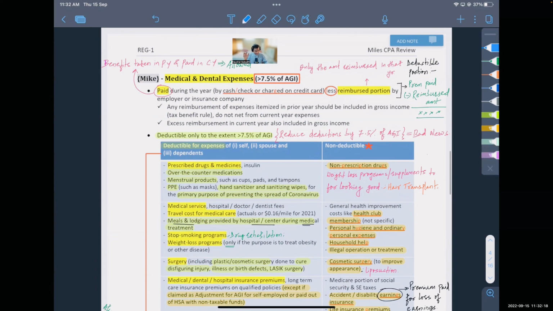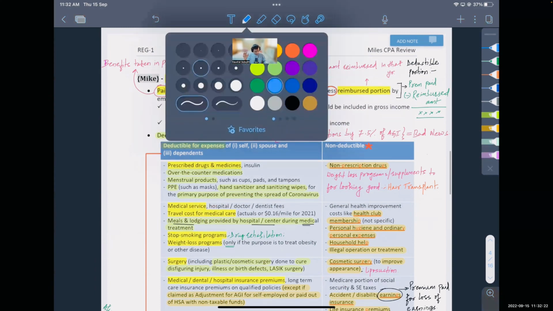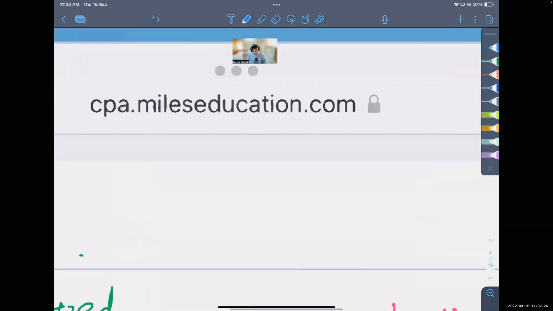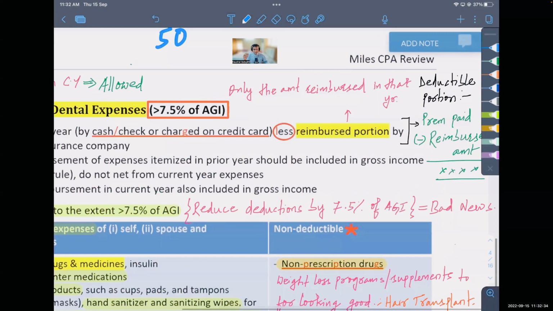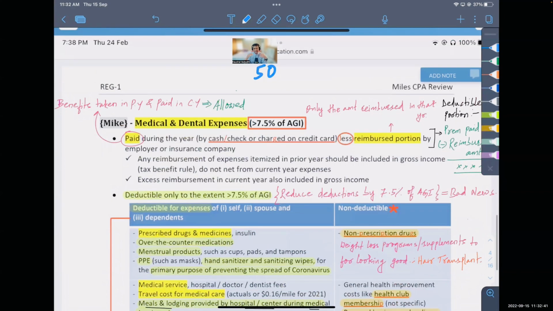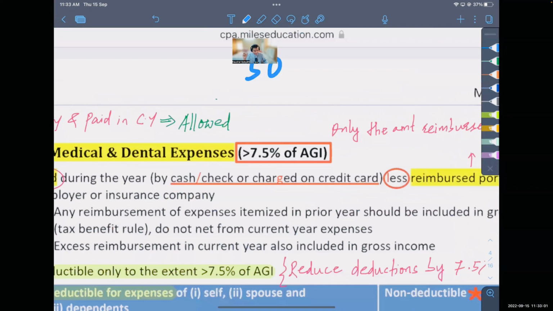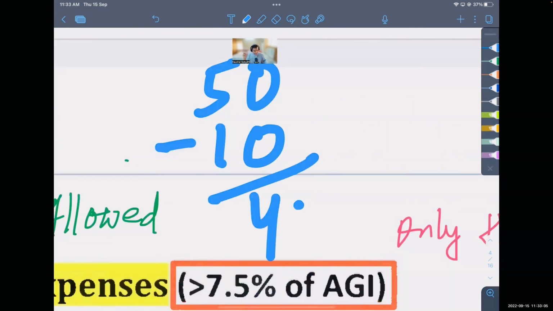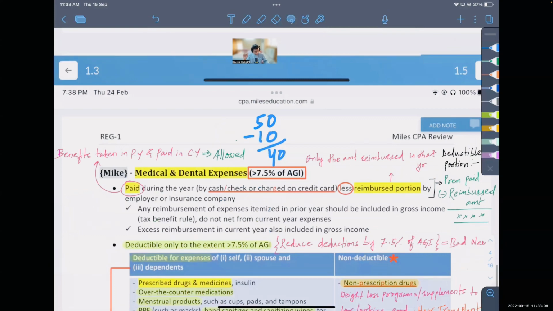Let's say, for example, you are making a payment of around $50, and that is the payment you have made by check for all the deductible expenses. Let's keep it very simple. Let's say the total expenses sum up to $70. Out of those, $20 is non-deductible, which you cannot claim as a deduction, whereas $50 is the deductible amount. Now, let's say your employer has reimbursed $10. How much is deductible? $40 is deductible.